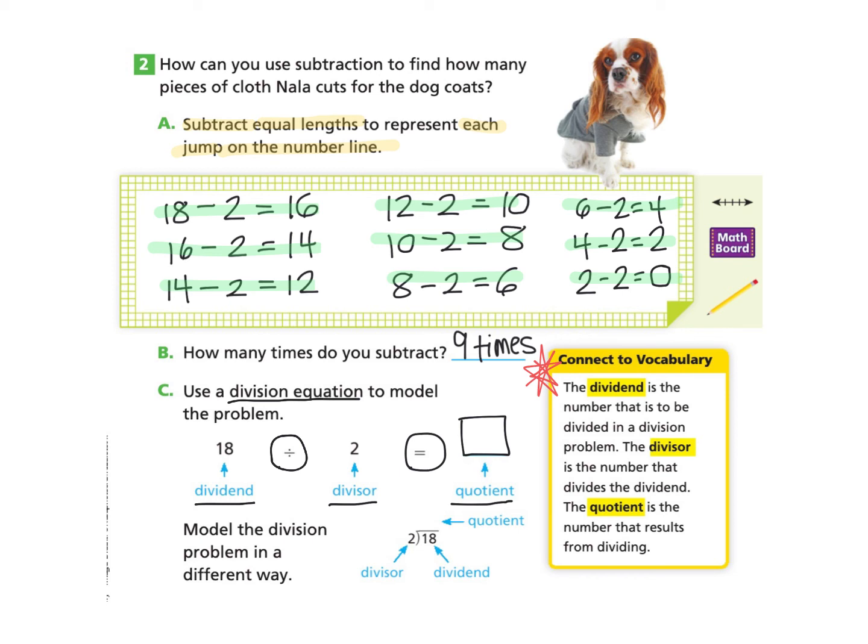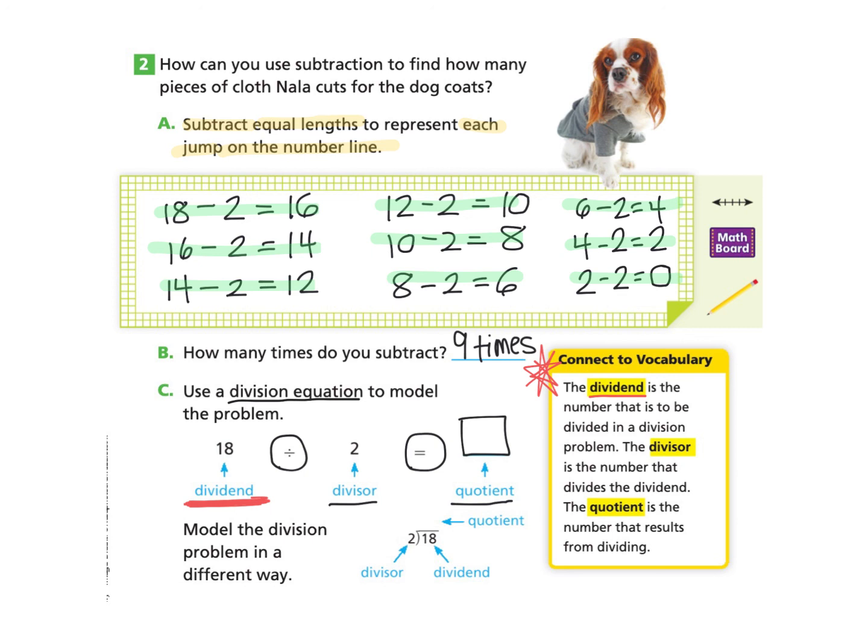So the first part is the dividend. The dividend is the number that is to be divided in a division problem. So in this case, the 18 is the dividend because that was the amount of cloth available for Nala to use. So this is the number that we're going to be dividing with.